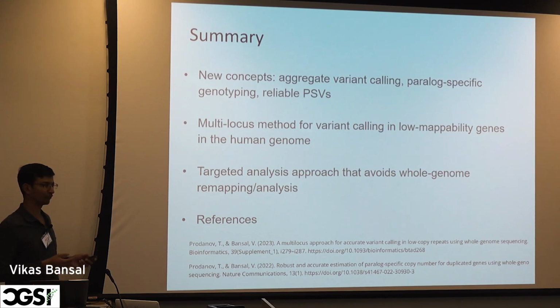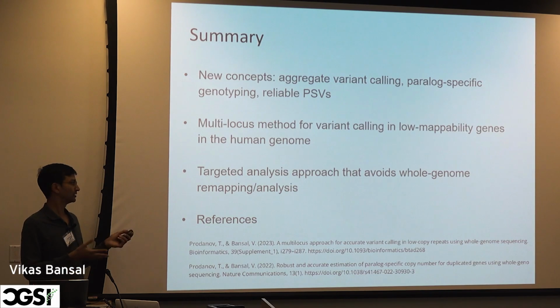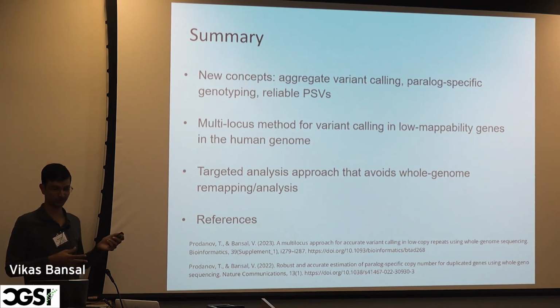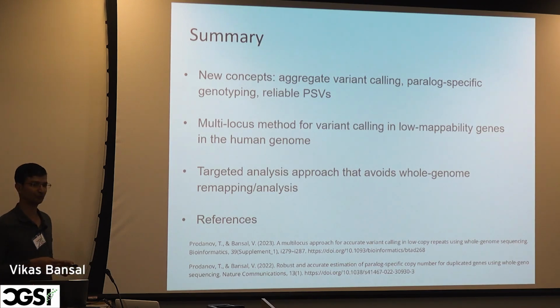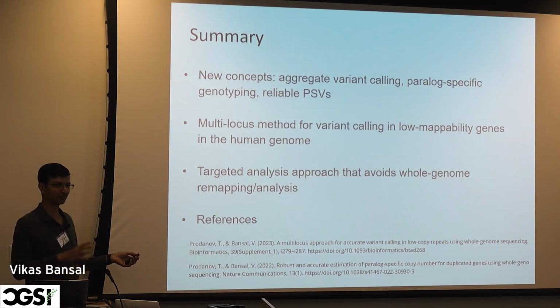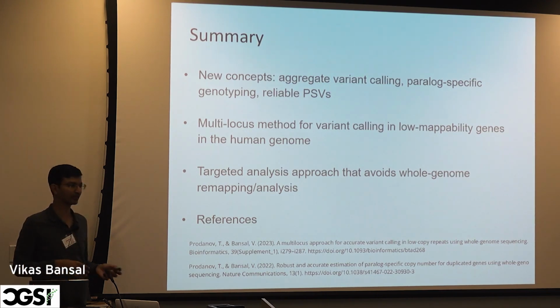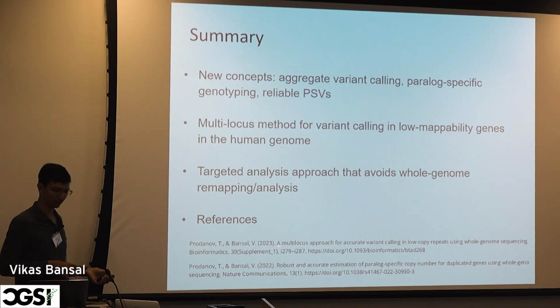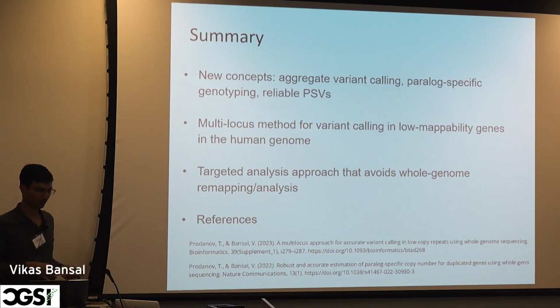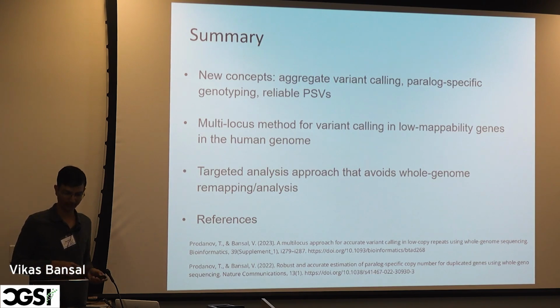And a useful feature of our method is that it's a targeted method. So if you just want to analyze a specific disease gene in, let's say, 100,000 genomes, you can do that efficiently with this approach compared to some of the previously published methods that require whole genome remapping or reanalysis. And the references that were listed on the program website are actually missing a couple of the references that are relevant to what I talked about today. So if you're interested, you can take a look.